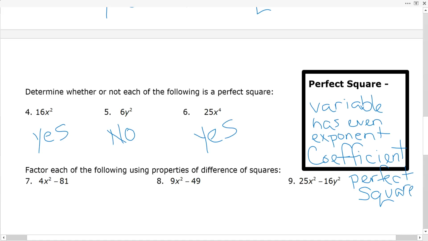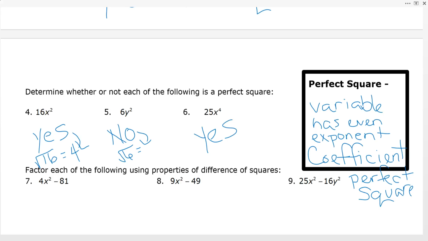I'm talking about the numbers that when you take the square root, you get a whole number. 6 has a square root, but it's a decimal. 16 has a square root, and it's a whole number. That's why this is yes, this one is no, because it's a decimal. It's 2 point blah, blah, blah.